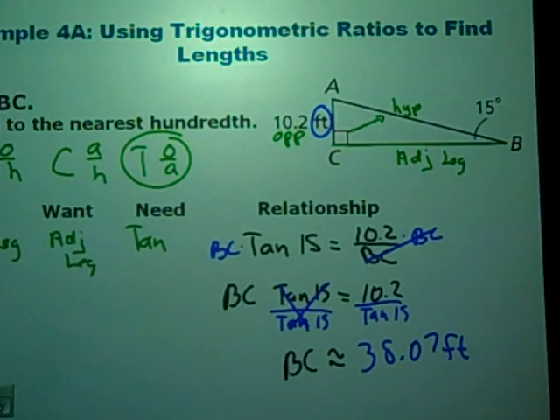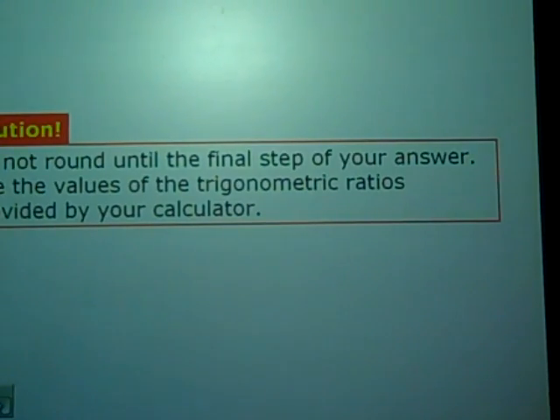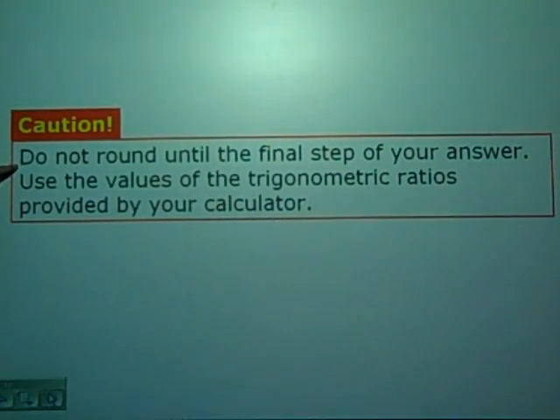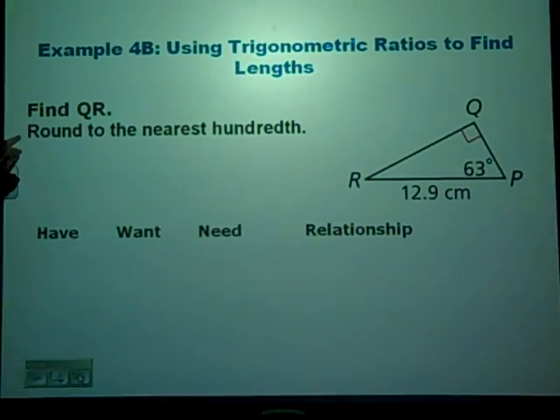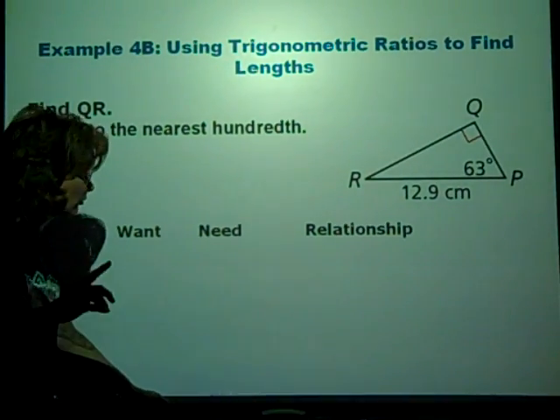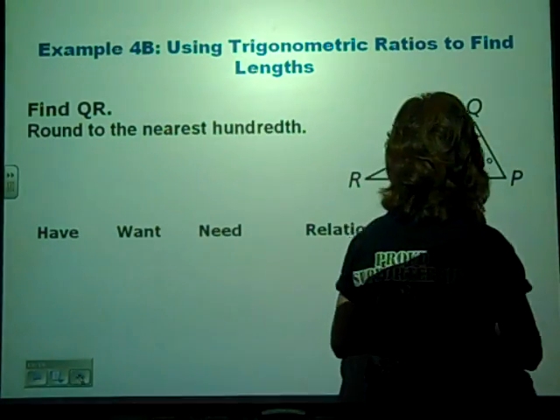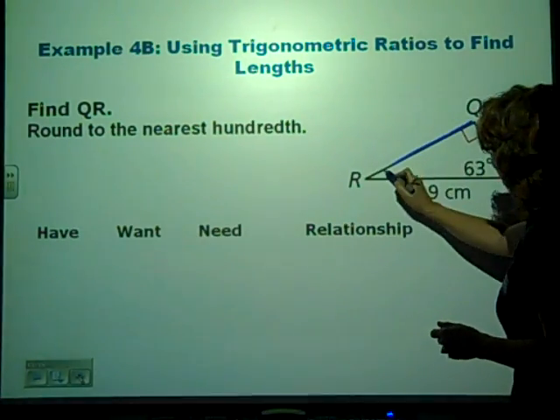Okay? Let's look at one more example. And big caution, don't round until that final step, because that's going to give you a more exact answer. Okay, let's look at this one. We're going to find QR, and we want to round to the nearest hundredth. So come over here first. We want to find this value.